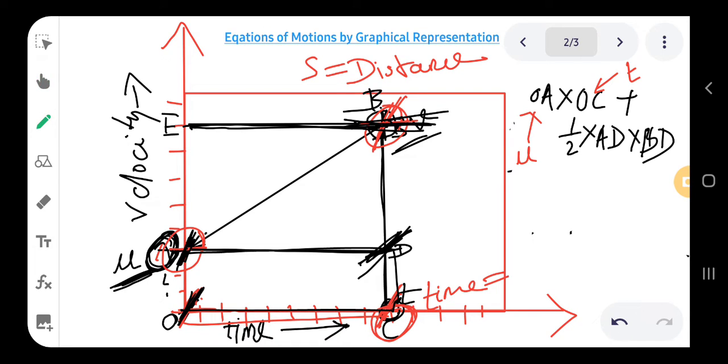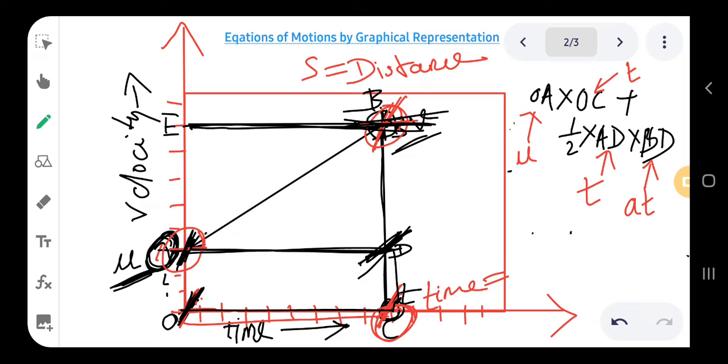Now, BD equals 80, we got in the first equation. We derived BD equals 80. Now, AD. What is our AD? AD is also our time. AD equals OC equals time or not? Now let's write it again.